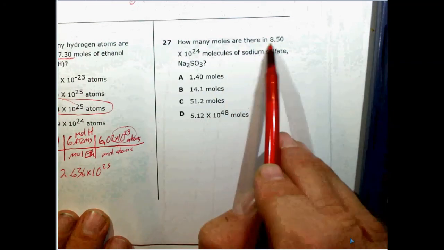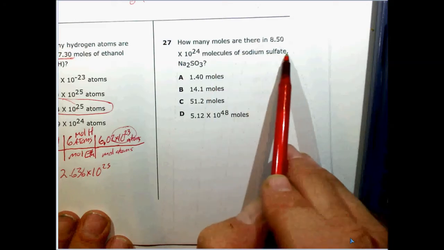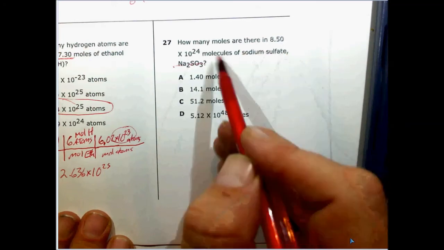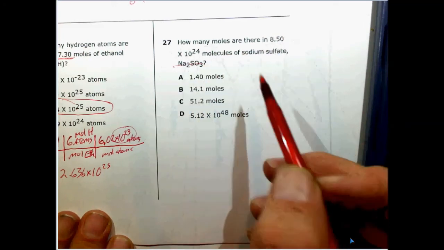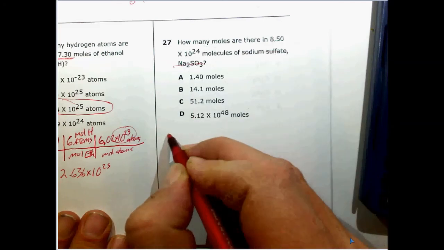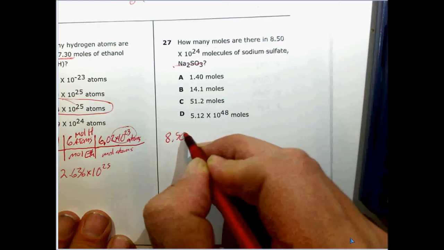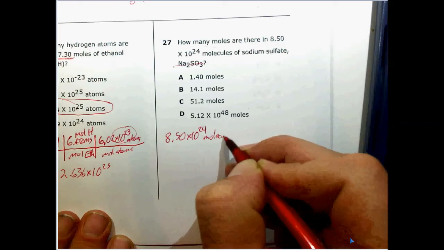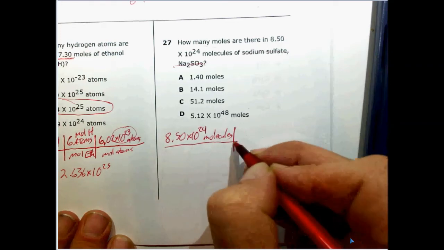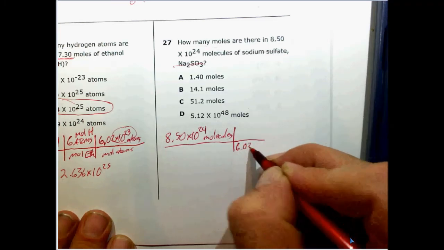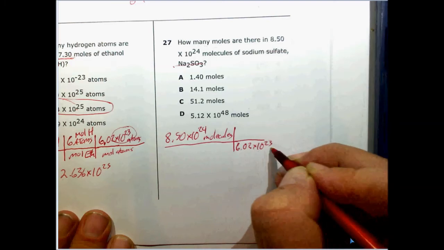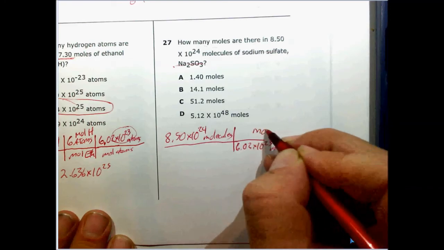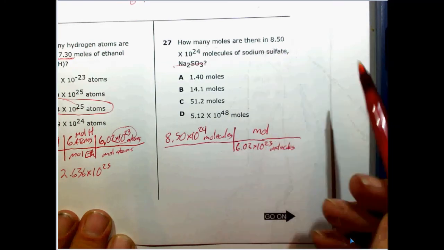How many moles are there in 8.5 times 10 to the 24th molecules of sodium sulfate? Well, we don't really care what it is. We just know that we have a whole bunch of molecules and we want to calculate how many moles there are. Well, that's Avogadro's number again. 8.50 times 10 to the 24th molecules, and I'm going to divide that by 6.02 times 10 to the 23rd molecules per mole. Per mole of what? Sodium sulfate? Sure. Really per mole of anything.